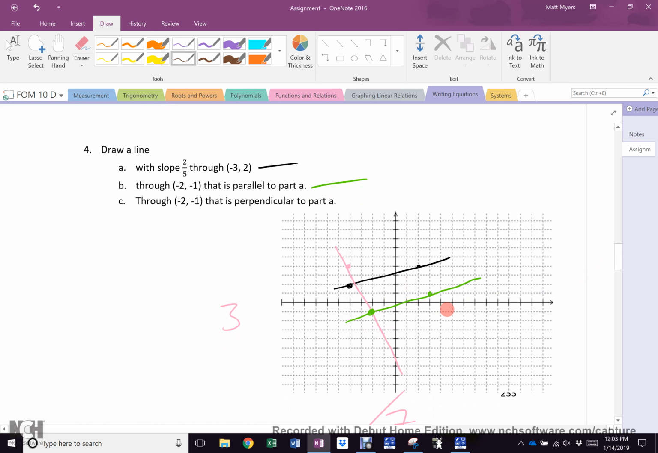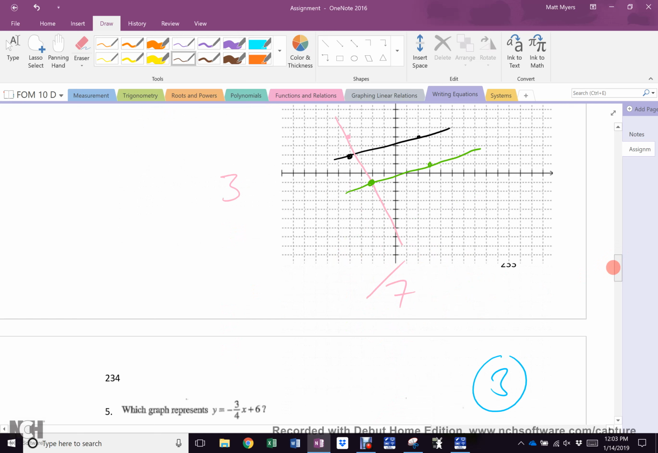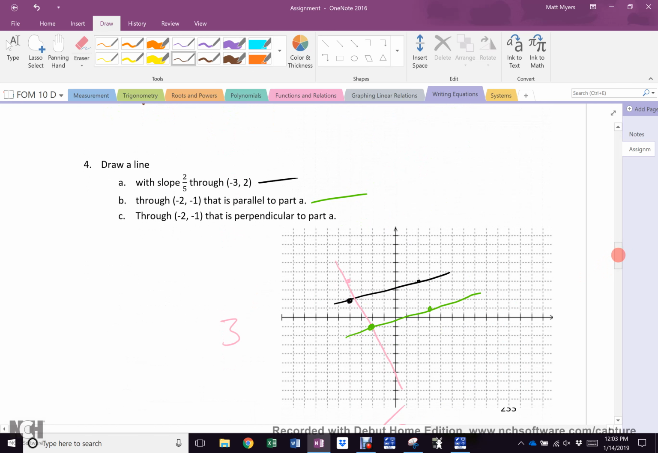This is what your line, or your graph, should look like, something like this. Two lines with the same slope and one line cutting through at 90 degrees. One mark for graphing each of them. Give yourself a total on that page out of 7.